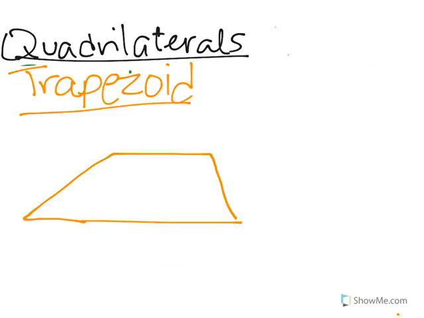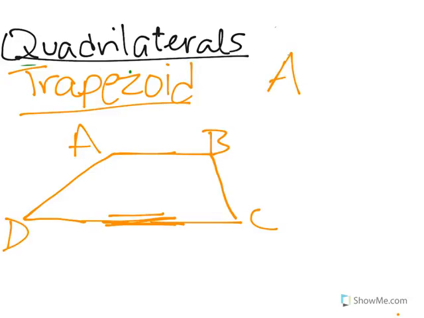Next we have a trapezoid. A trapezoid only has one pair of opposite sides that are parallel. I'm putting the wrong symbol, I hope you caught that. One pair of parallel sides. So we have A, B, C, D. In a trapezoid, AB is parallel to DC. That's all a trapezoid is. That's really all a trapezoid has in common. Just one little thing to know about a trapezoid.